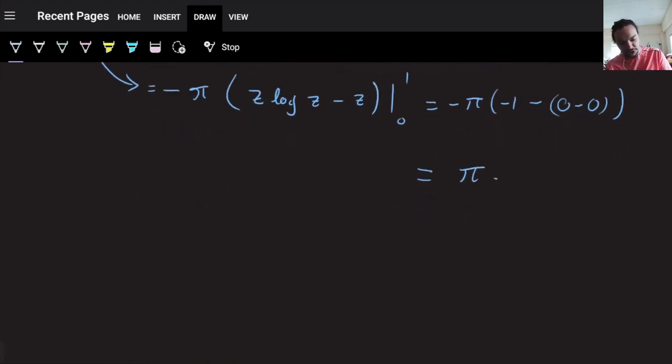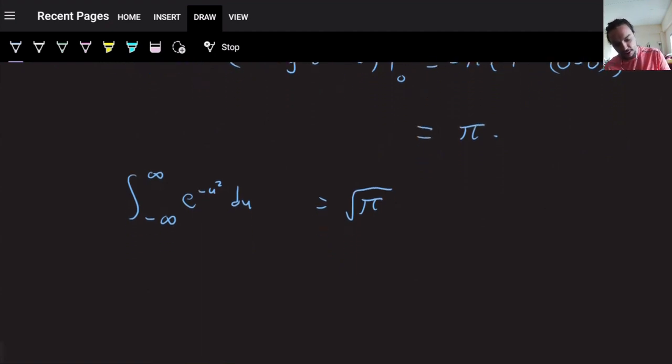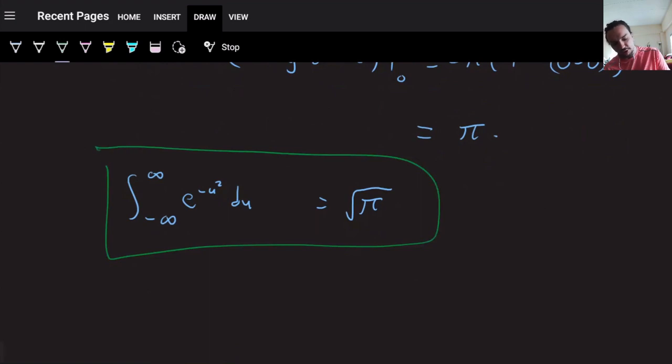All right, so what did we start with? We started with the integral from minus infinity to infinity of e to the minus u squared du, squared. And we showed that that was equal to pi. So now we just take the square root of both sides. And of course, we know the left-hand side is positive because e to the minus u squared is a positive function. So we know to take the positive square root on the right-hand side. And so we proved the Gaussian integral.